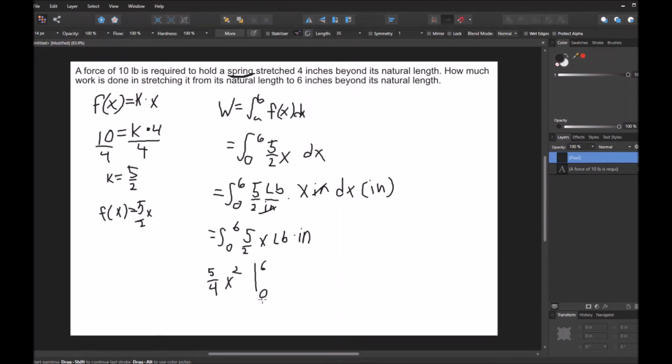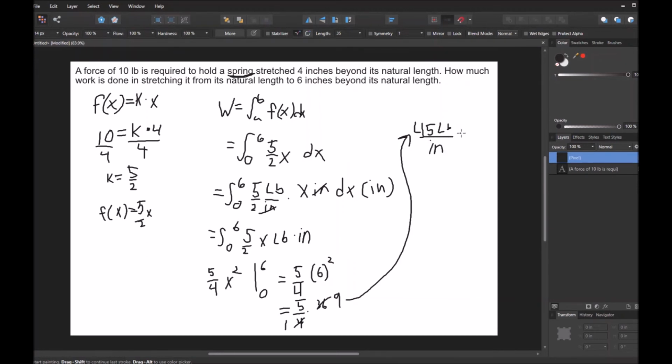I'm not going to solve for 0 because that would just be 0. I'm only going to solve for when x equals 6. So we have 5/4 times 6 squared, which is 5/4 times 36, and then I can cross reduce this and it becomes 9. And then I can do 5 times 9, and I'll get 45 pounds over inches.